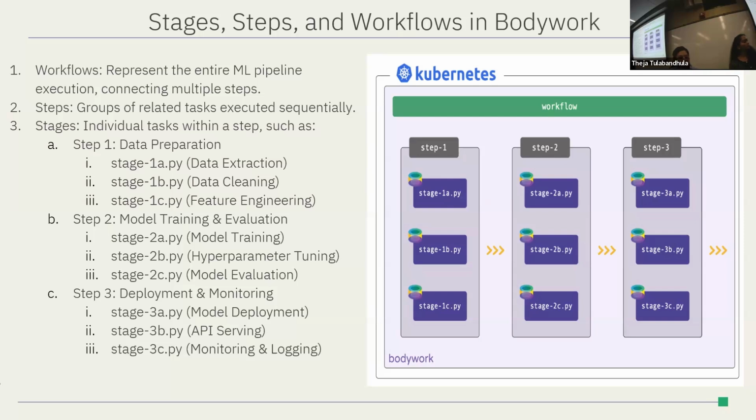So the first one is workflows, which represent the entire machine learning pipeline. Steps are groups of related tasks which are executed sequentially. Then stages are individual tasks within each step. So for example, let's take the first step. In this one, I'll have three stages. The first one is extraction, cleaning, and feature engineering, which comes under data preparation, which is my step one.